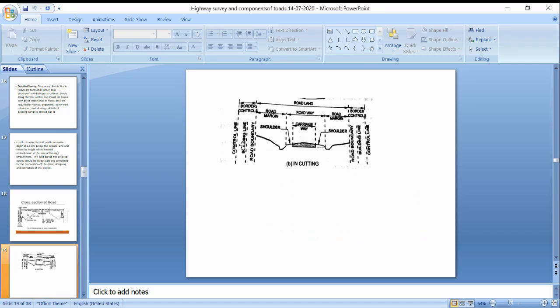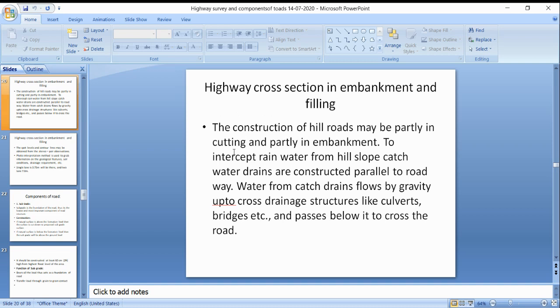Here this is the cutting. Here the height is more, and here the height is less compared to this one. So this is the cutting, we can say.